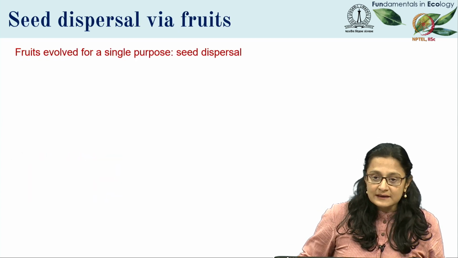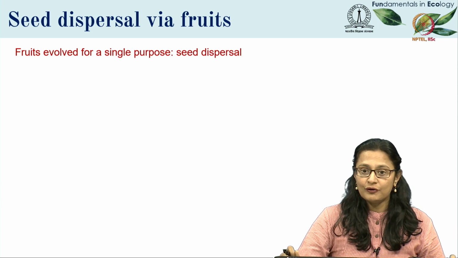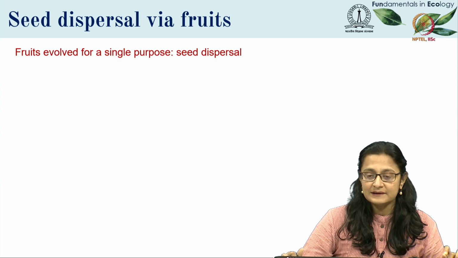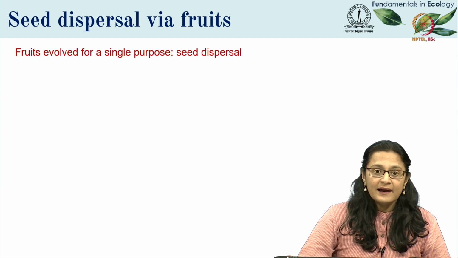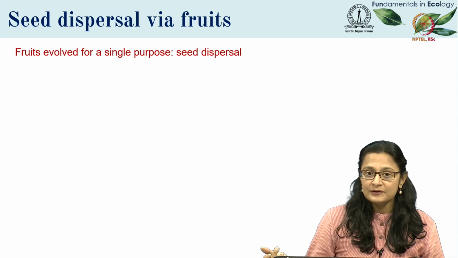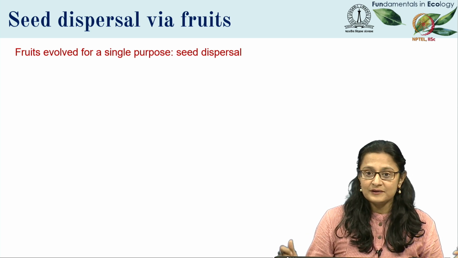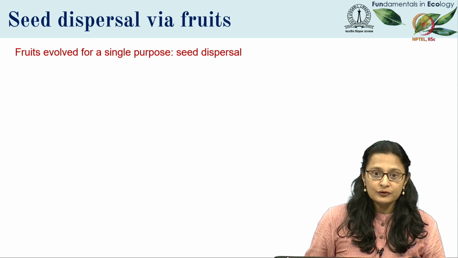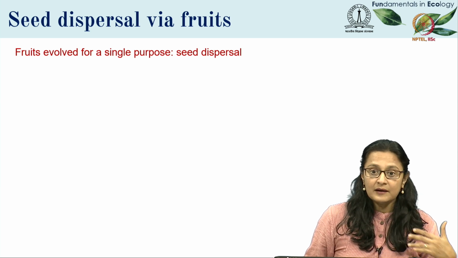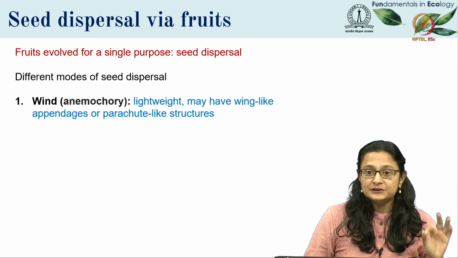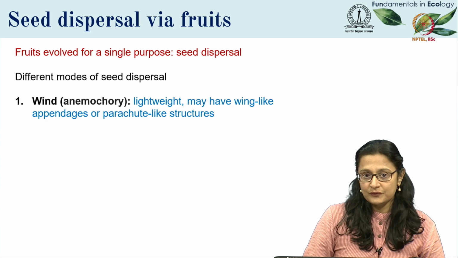I want to think about seeds as a special case of dispersal, because seeds have evolved a whole range of adaptations that allow them to move. And we begin with the fact that seeds are coated by fruits, and fruits have evolved for a single purpose, which is seed dispersal. Some of this that I'm about to present here may be a revision for you, but it's important because it influences where seeds and plants end up. So we can think about seed dispersal in terms of the different modes, right? How they move through space.